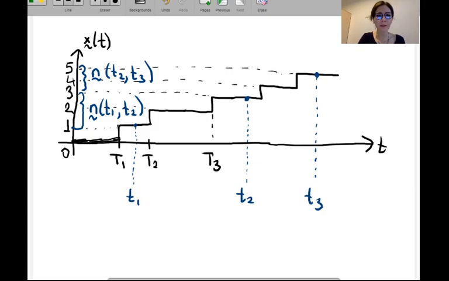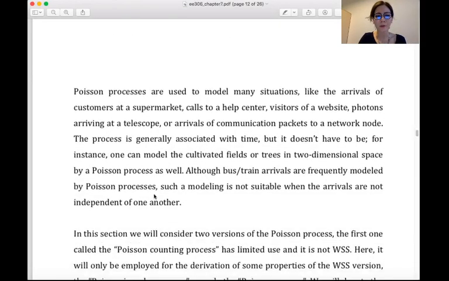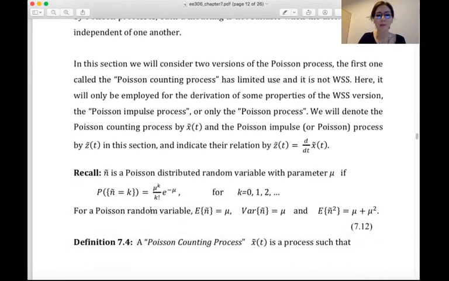Now we will do that formal definition, but for those of you who don't remember the Poisson random variable, let's first remember that briefly.